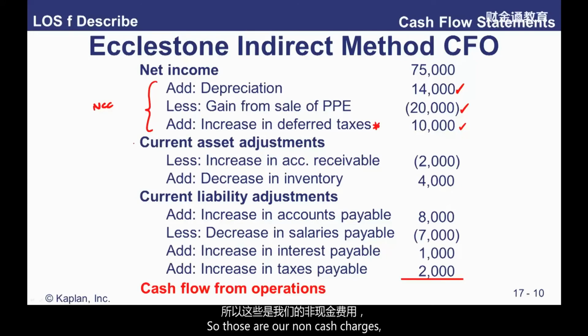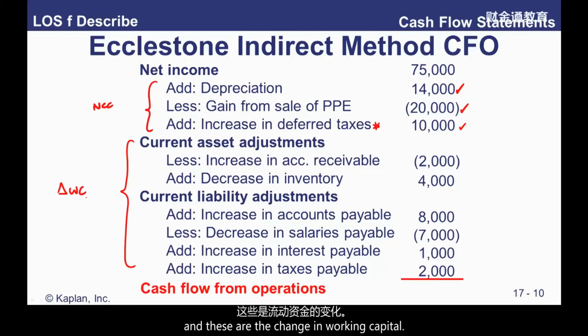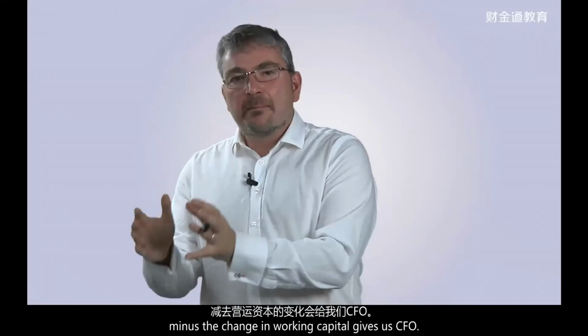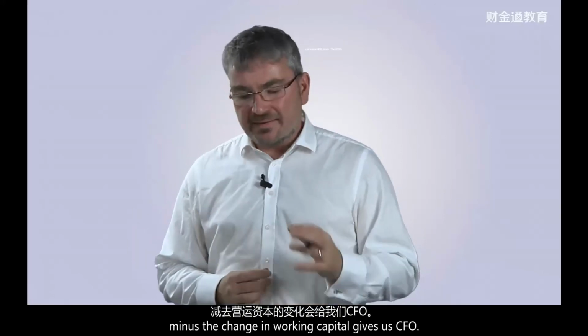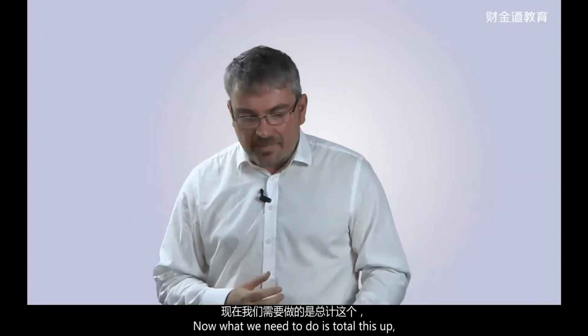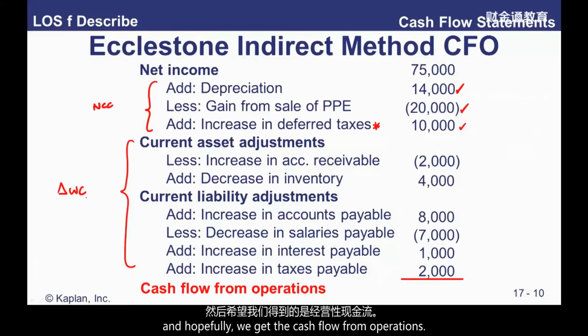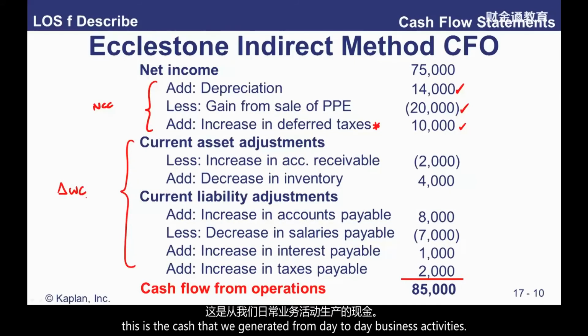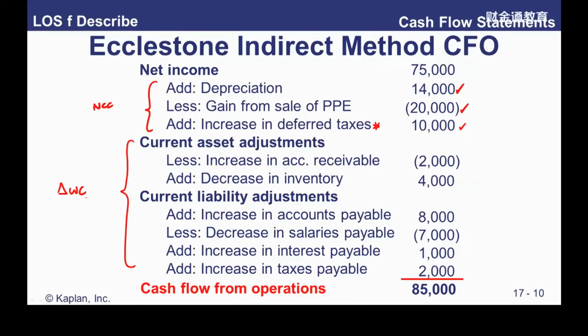So those are our non-cash charges, and these are the change in working capital, the working capital investment, as we call it. And remember, we said net income plus non-cash charges minus the change in working capital gives us CFO. And that's essentially what we've just done here on a line-by-line basis. Now all we need to do is total this up, and hopefully we get the cash flow from operations. So we've got a figure of 85,000. This is the cash that we generated from our day-to-day business activities.